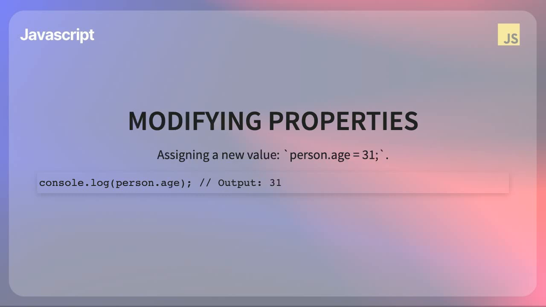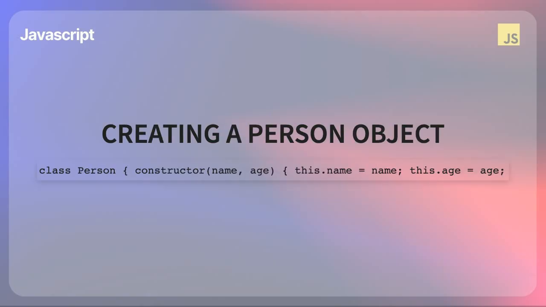To modify a property in an object, we can assign a new value to it. Let's see how it works. Let's create a person object with properties and methods. We'll see how to access and modify its properties.